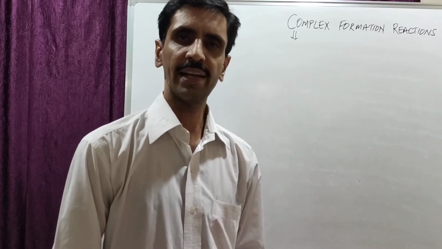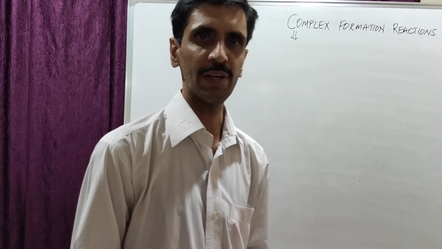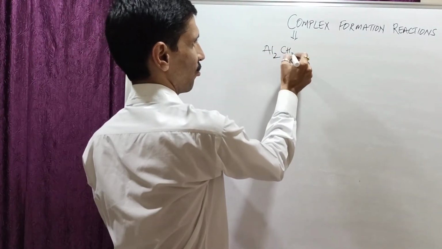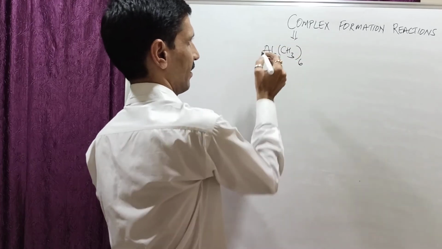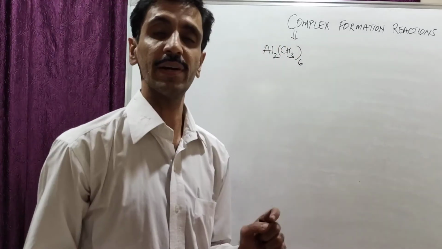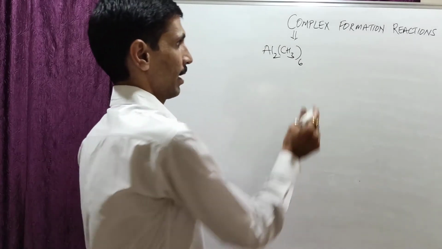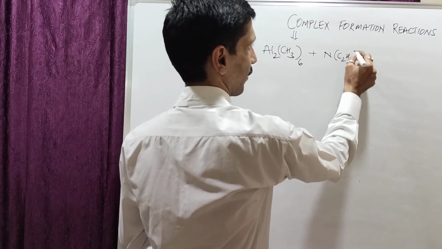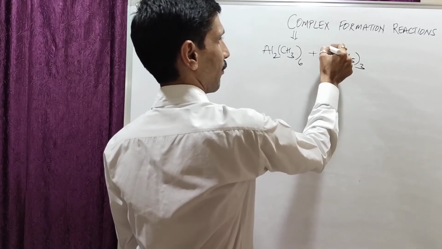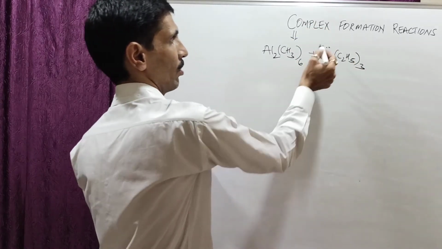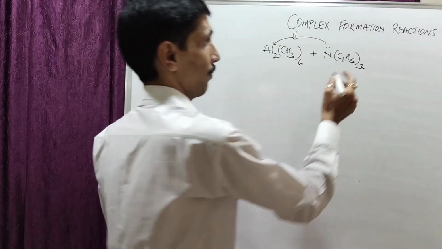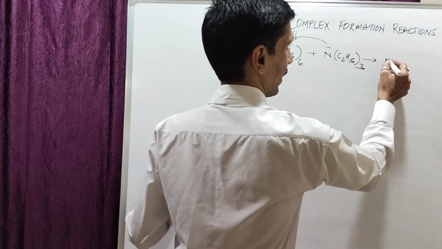Yes, my dear friends, some more examples we will be considering now, and that is with respect to aluminium. Now, aluminium forms a dimer, and the formula of the dimer is Al2(CH3)6. It's a dimer of trimethylaluminium. Now when this combines with a tertiary amine, say N(C2H5)3, there is a lone pair of electrons on nitrogen. That is going to be given to aluminium.